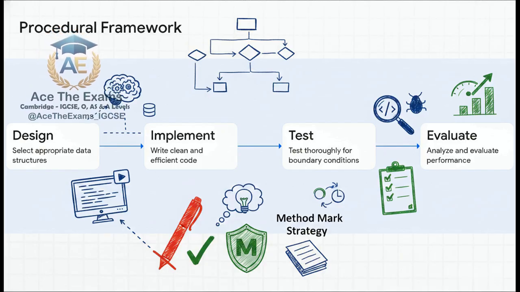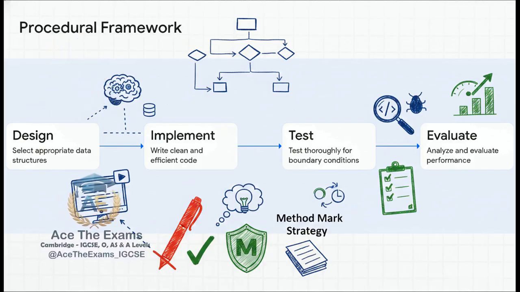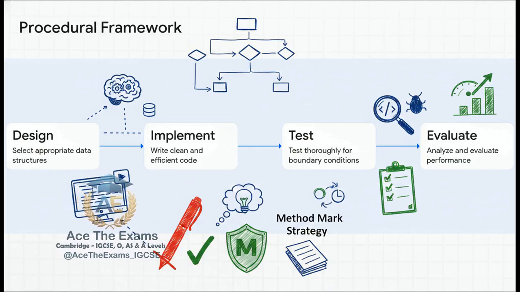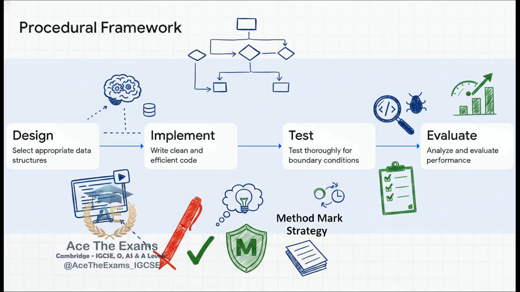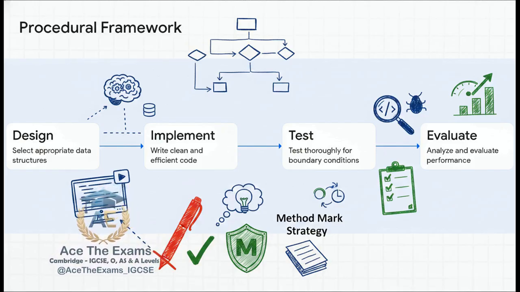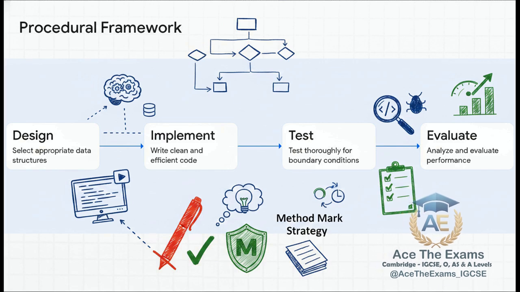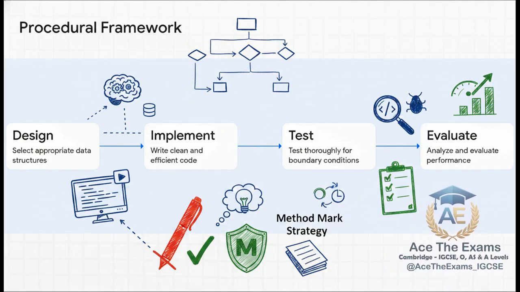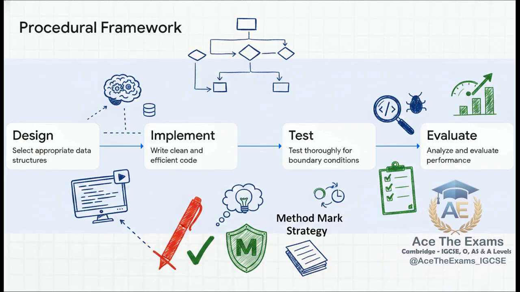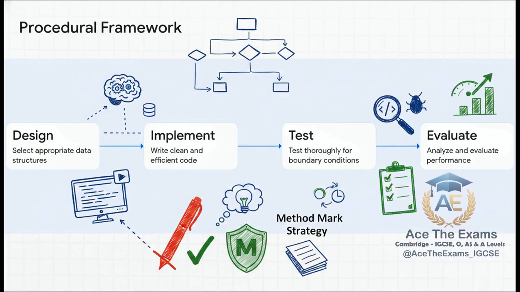Now, this brings us to a massive secret that so many students don't realize: the method mark strategy. In Cambridge computer science exams, marks are heavily awarded for the correct process, even if your final output has a tiny syntax error. If an examiner sees you logically designing the algorithm, correctly setting up the logic of a case structure, and attempting to handle the input systematically, those red pen marks transform into green check marks. You literally get marks for the method. If you just try to guess the final answer without showing your computational decomposition, you get nothing.